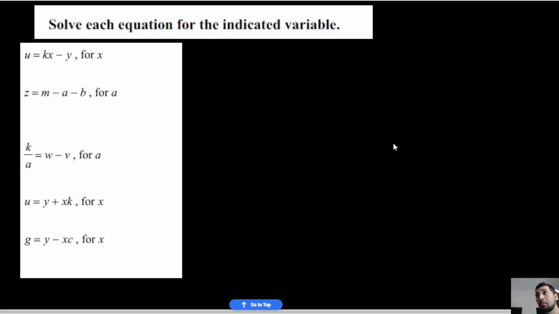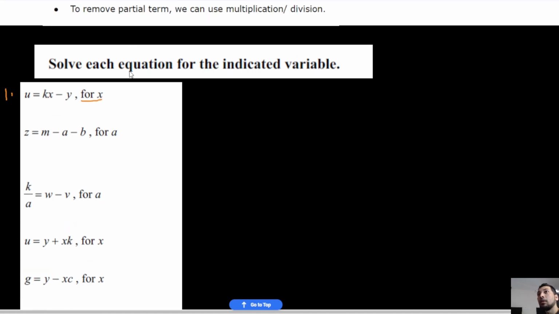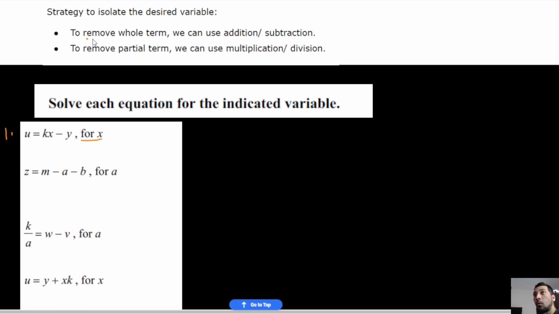Okay, so the problem statement says solve each equation for the indicated variable. Number 1, we have u equals kx minus y. Now we need to solve for x. So here we have these strategies. If you need to remove the whole term, we can use addition or subtraction. And if you need to remove the partial term, we just use multiplication or division. So if you need to remove this k from x, that's a partial term. And if you need to remove this y, that's a whole term. Here I just need to remove this k and y so that I have this x isolated.